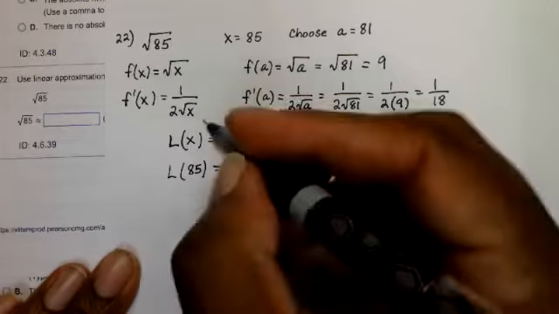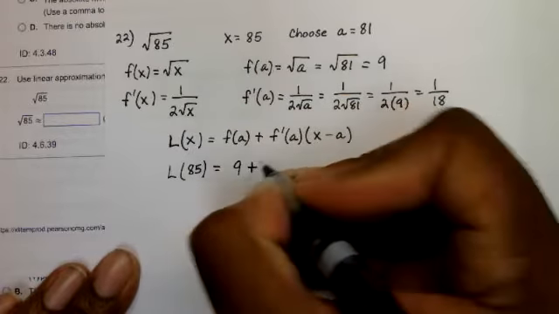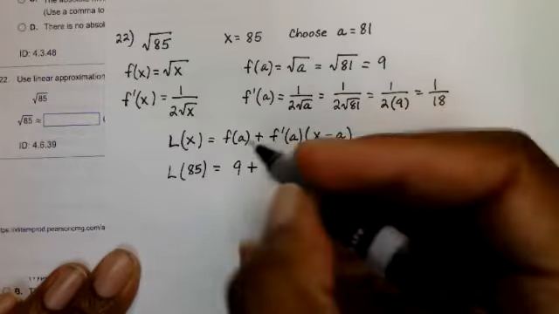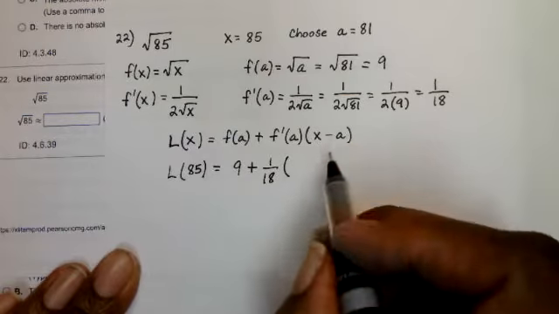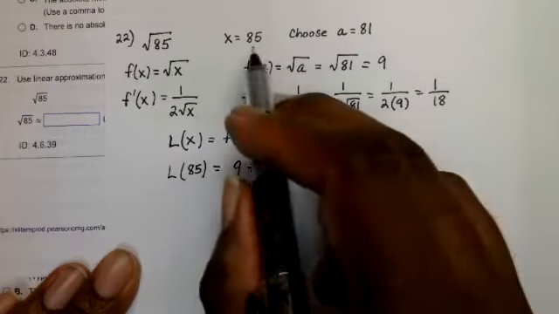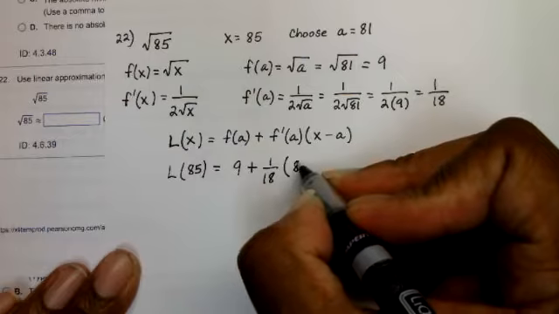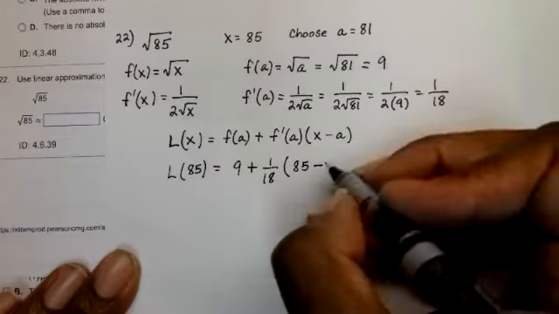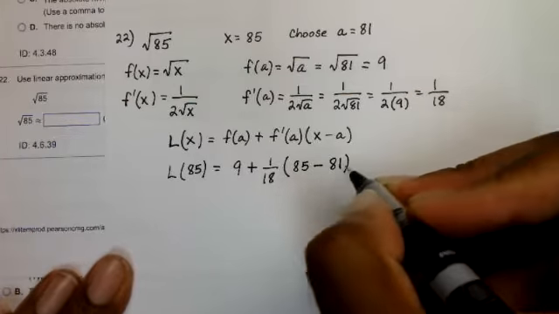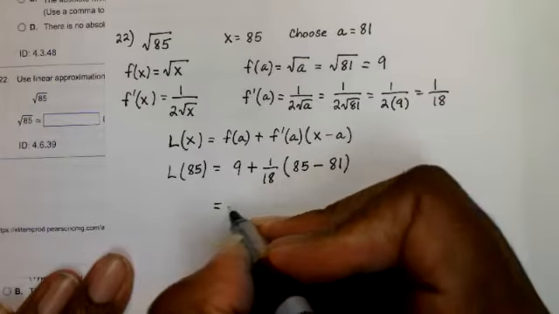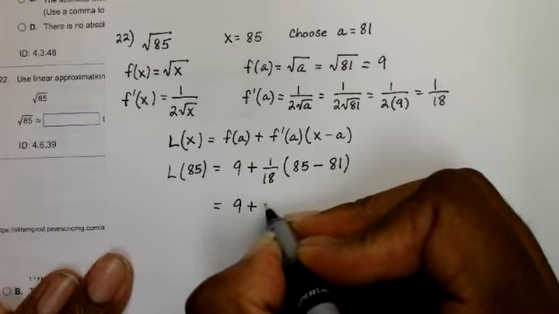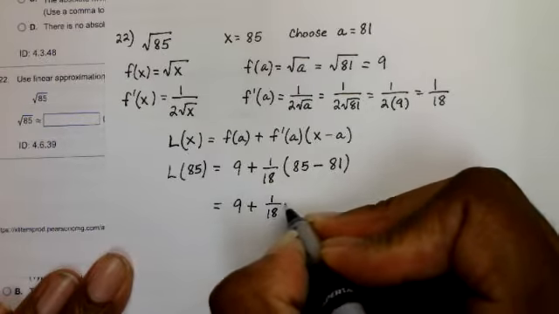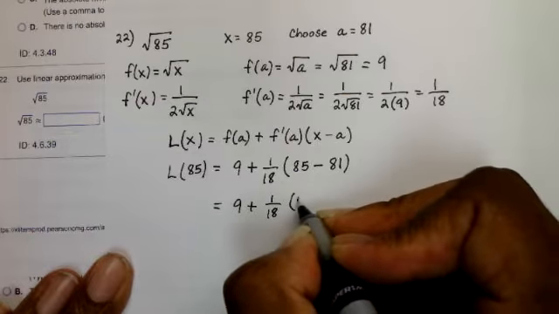F of a was 9 plus f prime of a, that's 1/18, times the quantity x minus a. Here x is 85, minus the a, which is 81. Now, if we simplify this, this will be 9 plus 1/18 times the quantity 85 minus 81, which is 4.